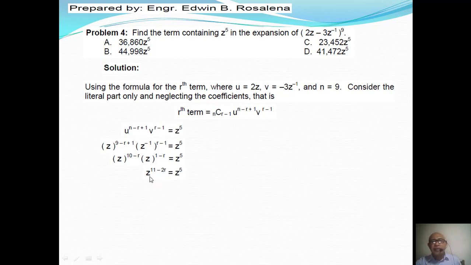Okay, so they have the same base. We can equate the exponents. So, meaning, 11 minus 2r is equal to 5. And from that, r is equal to 3. So, meaning, corresponding to the fifth term, that is the third term. Not the fifth term, no? Sorry. The meaning, the term containing z to the power 5 is the third term. So, r here is 3.